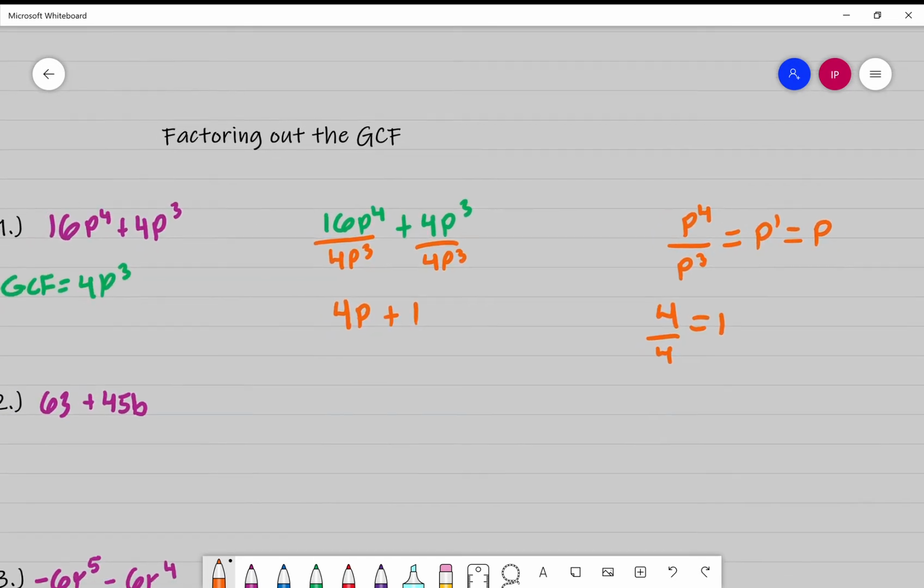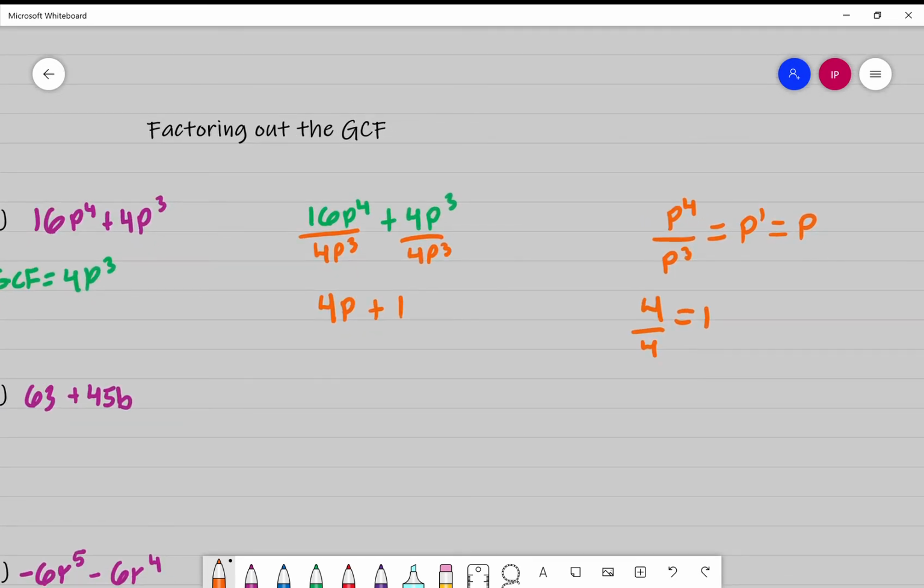Alright, now we're close to having our answer. This is not our answer because we're factoring out the GCF, so the GCF is going to be involved in our answer. Whatever you get when you divide, you put that in parentheses, and then you put the GCF next to it, and that would be your answer. And that's it. That's all we're doing when we're factoring out a GCF.